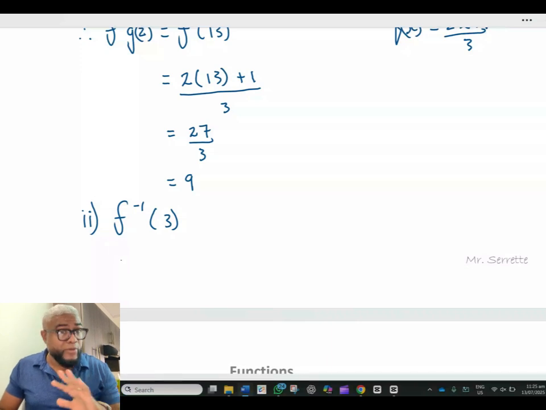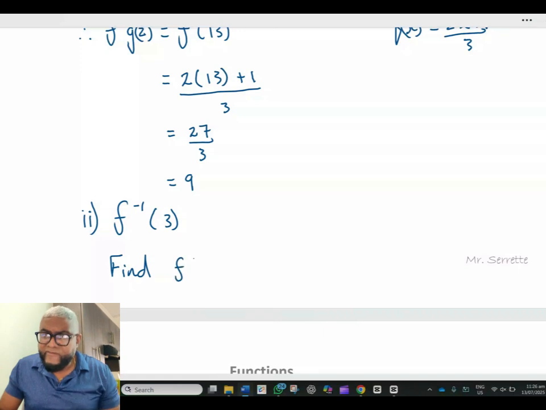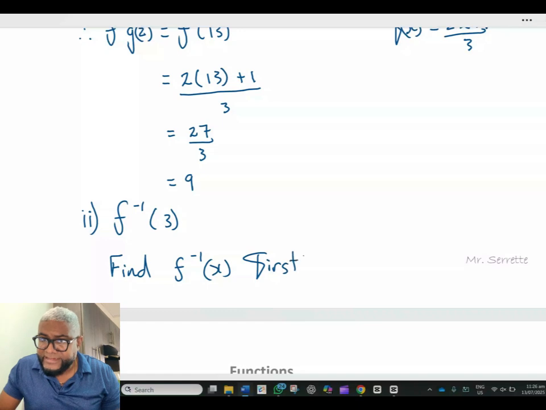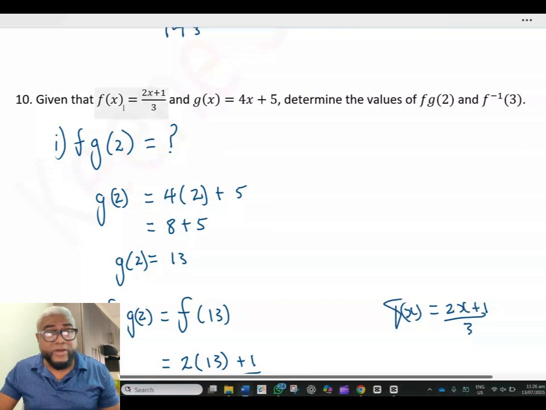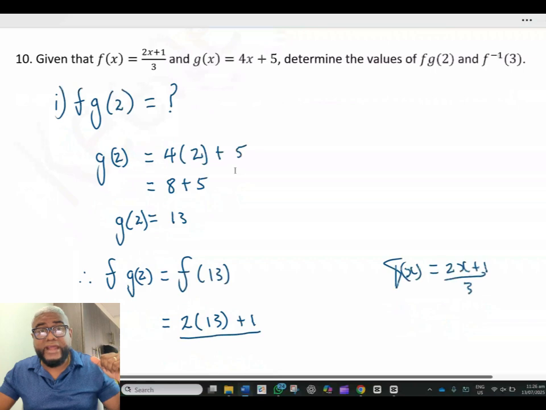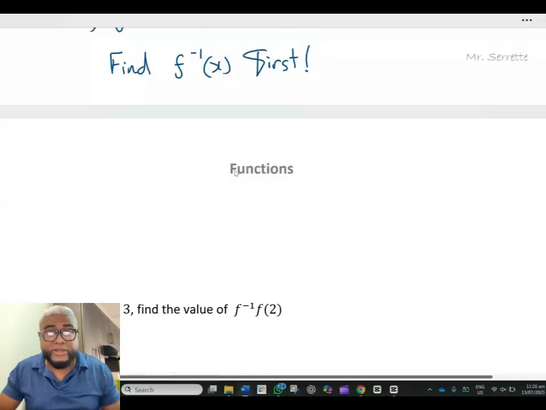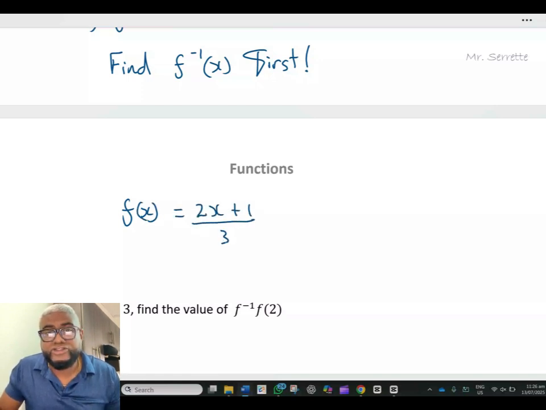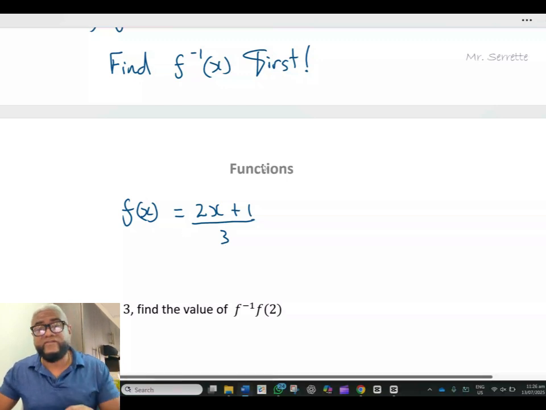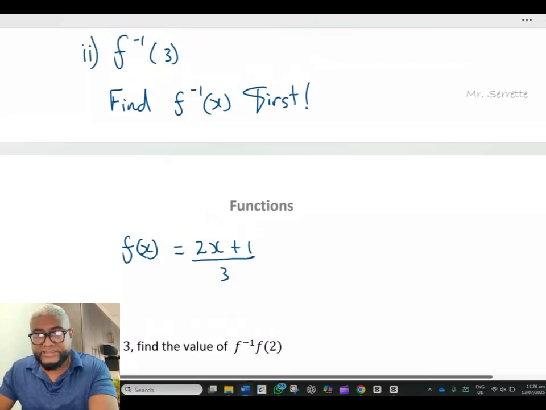Okay? So I'm going to write down what f of x is first. Or let me write here, find f negative 1 of x first. What f of x is here, Daryl? Let me write that down. 2x plus 1 over 3. Remember that detail. F of x is equal to 2x plus 1 all over 3, right? Let's find the inverse first, right? I've given you all 2 minutes.